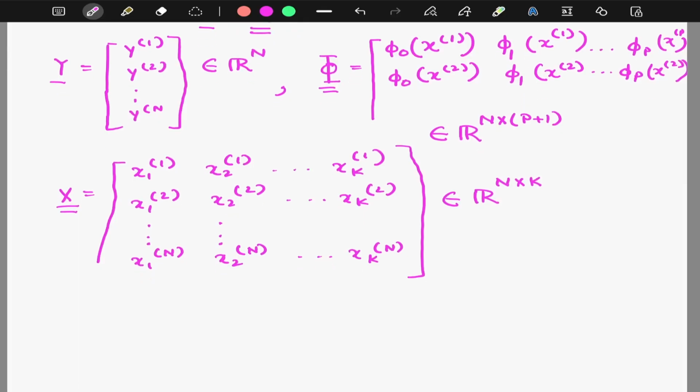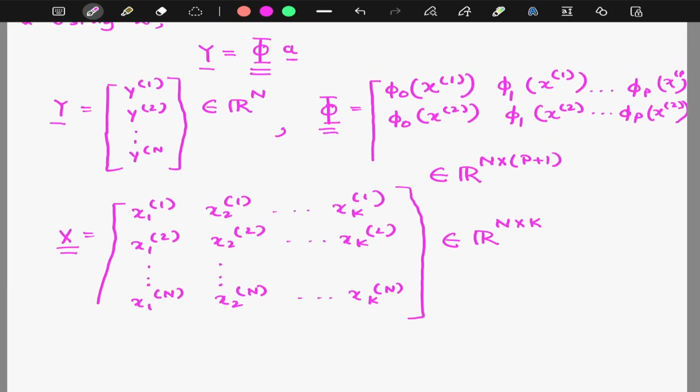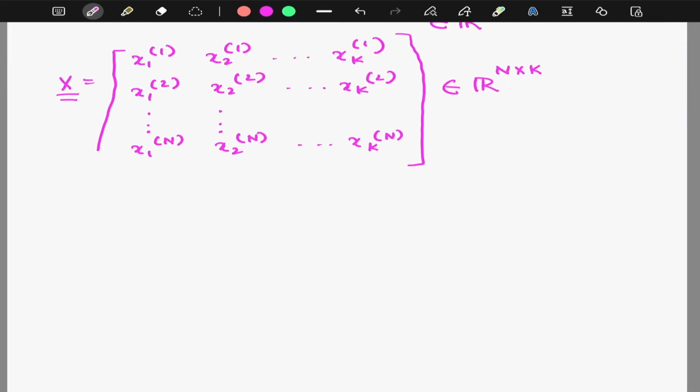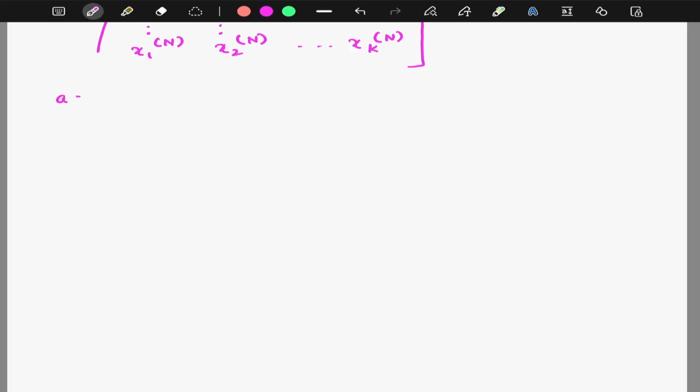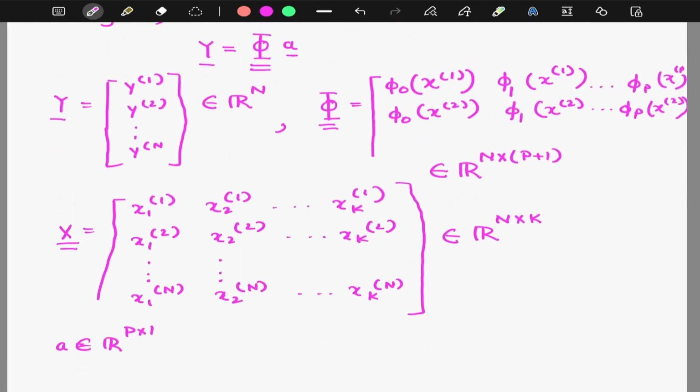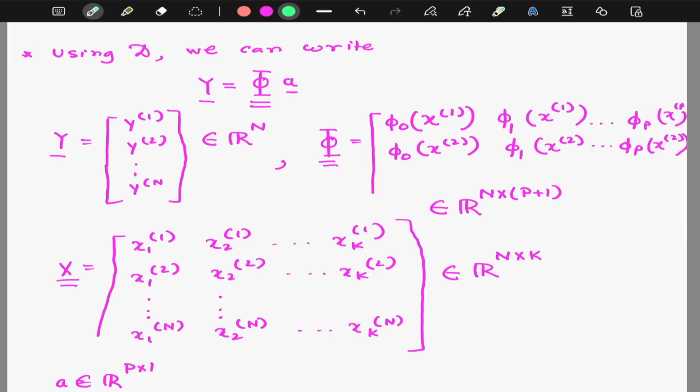I am not writing it, but that is also the A vector. How will it look? A0, A1, dot dot dot Ap. So the A vector will be a p plus 1 dimensional vector. Okay. This matrix has a name. Can someone tell me what is the name of this matrix? Design matrix. So this matrix is known as the design matrix. If you hear the term design matrix, this should come into your mind.